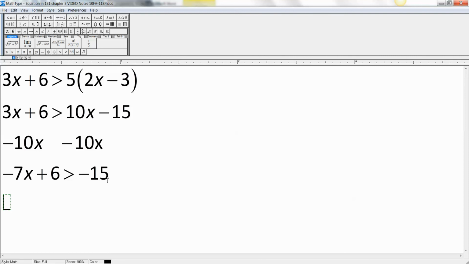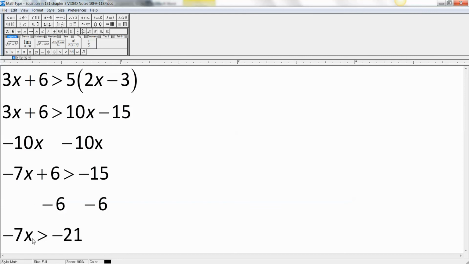All right, now we'll subtract 6 from both sides. And again, we're not going to bother with the whole switching sign thing because we're just subtracting. We're not doing division. Division is the one you got to watch out for, and multiplication. So that leaves you negative 7x is greater than negative 21.